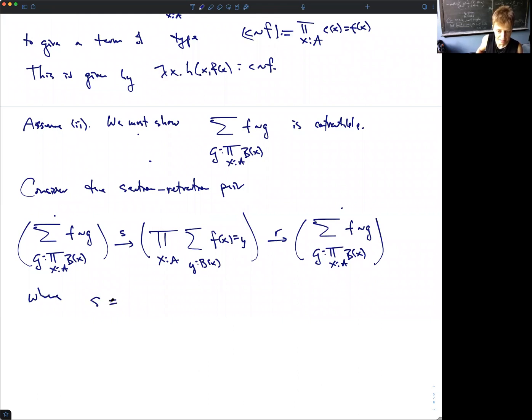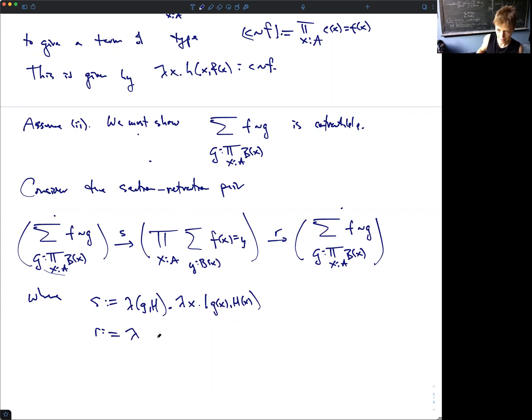So S is defined to be the function that, by sigma induction, it would suffice to define on a pair. So I can take a pair: G is my dependent function, H is my homotopy. Given that data, I can inhabit this function type. I take a lambda x, where x is my term of type A, by pairing together just G of x and H of x. So that's this map S.